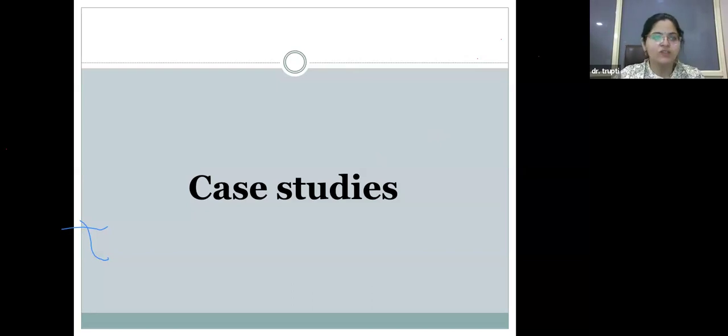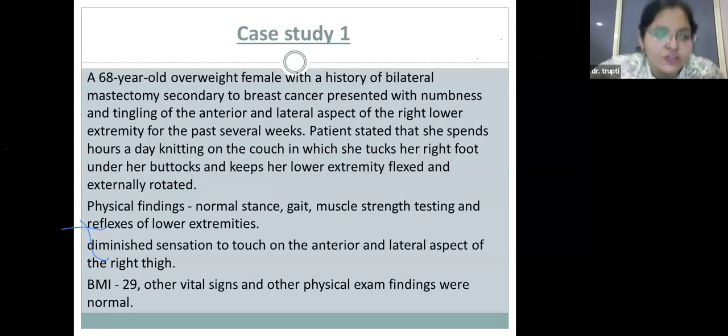The first case study is of a 68-year-old overweight female. She had a history of bilateral mastectomy secondary to breast cancer and presented with numbness and tingling of the anterior and lateral aspect of the right lower extremity for the past several weeks. The patient stated that she spends hours a day knitting on a couch in which she tucks her right foot under her buttocks and keeps her lower extremity flexed and externally rotated.